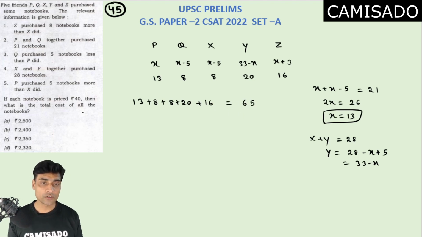notebooks, and the cost of each notebook is 40. Total amount will be 65 into 40. It will be 2600 rupees. So the answer is A. A is the right answer.